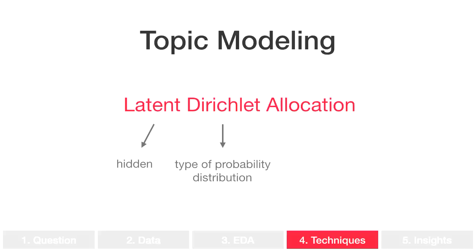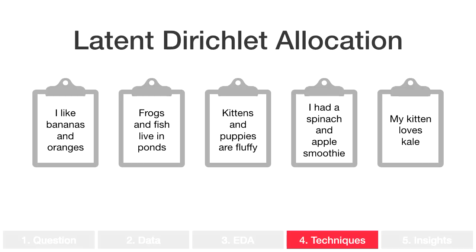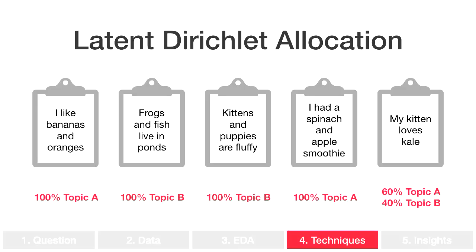I'm going to talk about probability distributions coming up, and hidden means that I'm looking at the text in terms of probability distributions, and I'm going to find hidden topics from that. So let's go through a concrete example, because I think this will make more sense. Let's say I have these 5 documents here. If I applied LDA on this set of documents, what would happen is I would get an output that looks something like this.